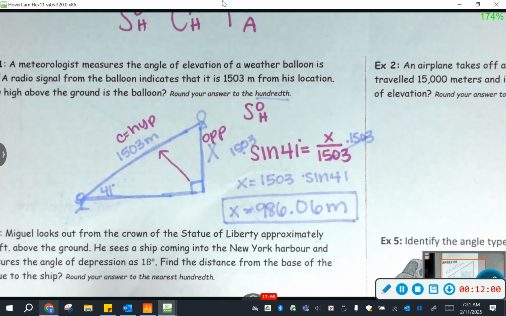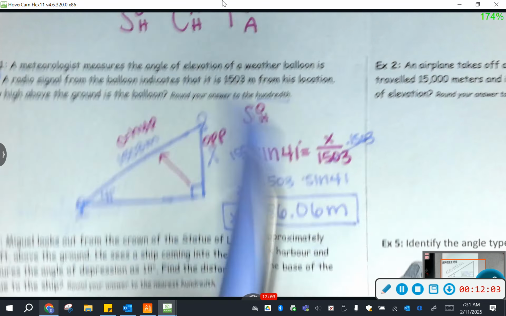Did we do anything new besides seeing this word, angle of elevation? Everything else we've done before.